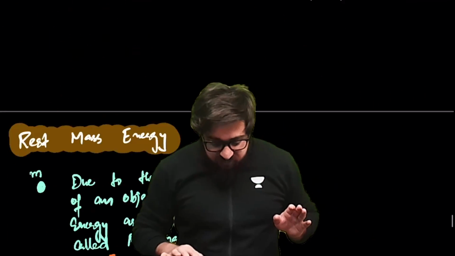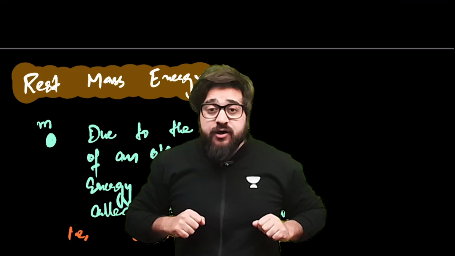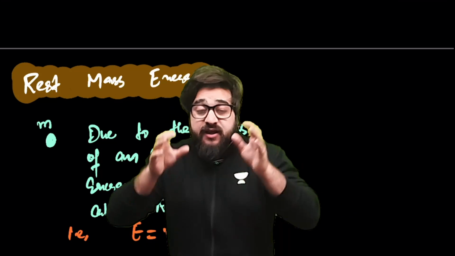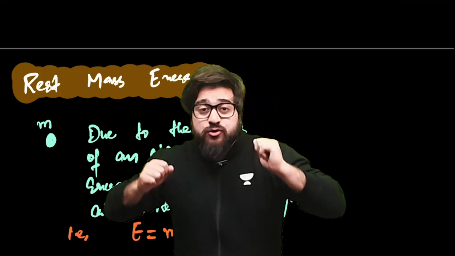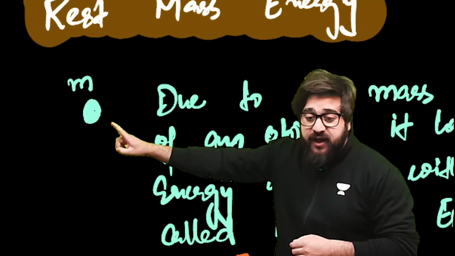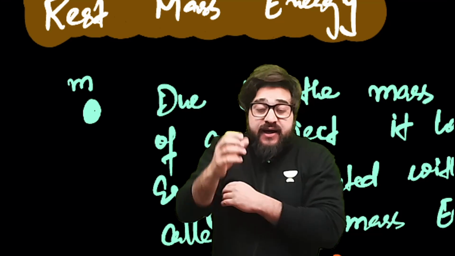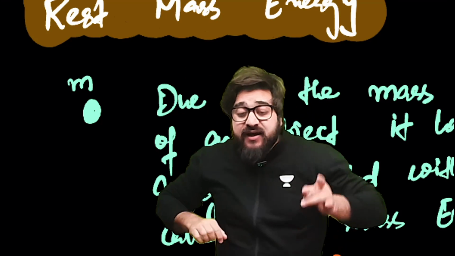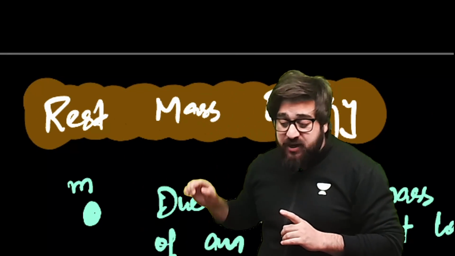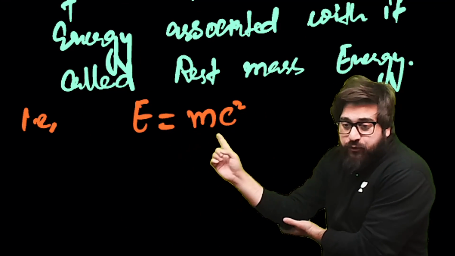Okay, so my dear friends, now rest mass energy. If I say I have a mass and it is moving with some velocity, because of its motion it has kinetic energy. Now if I say I have a mass, because of this mass it has energy associated with it. That energy is what we call the rest mass energy. And how do you calculate it? That is mc². E is equal to mc².